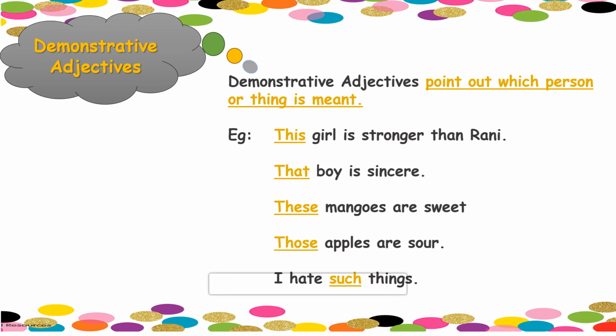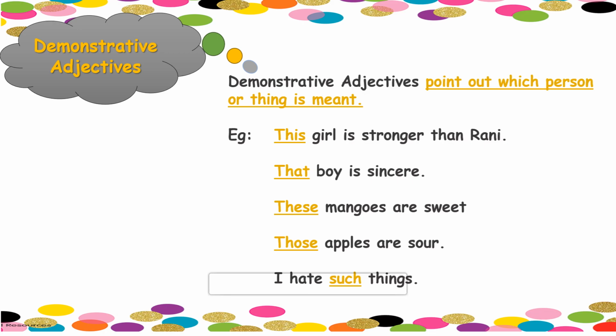Demonstrative adjective, as you know, is used to point out which person or thing is meant. So you need to remember, it is used to point out either a person or a thing, or some persons or some things. Okay, it can be used for singular and also plural. For singular we use this, that, and such also, and for plural we use these, those, such. So you need to remember that.